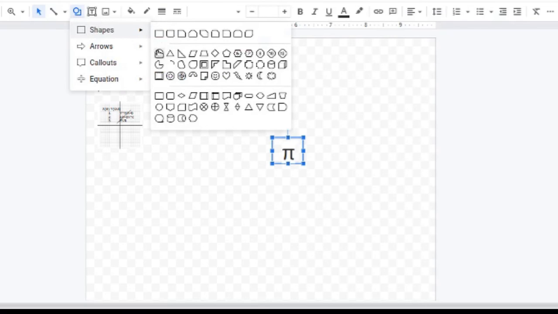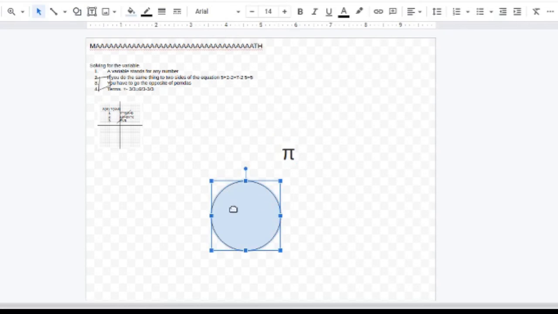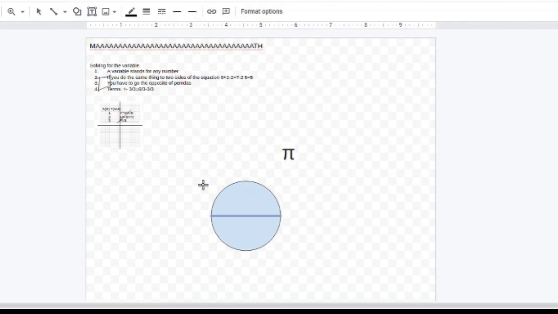Pi is a beautiful number that stems from circles. More specifically, it is the ratio of the circumference of the circle to its diameter. It is basically this divided by this. This is true for every circle. Pi is an irrational number, meaning that it never repeats or ends. It is just beautiful to look at.